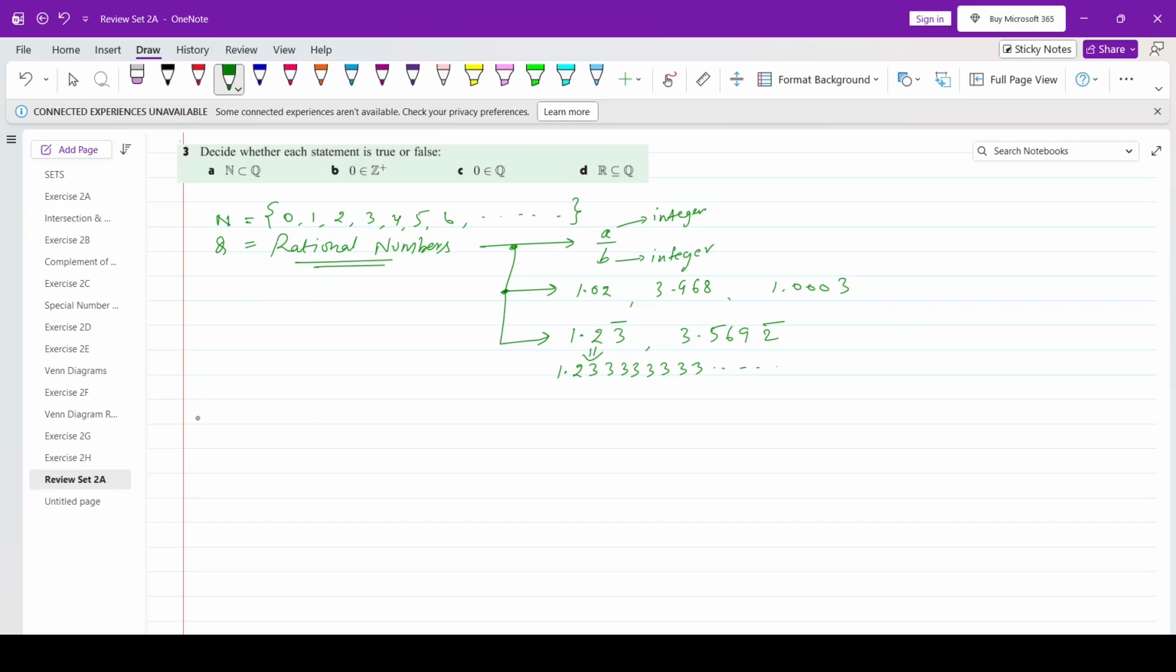Now, the question says, the set of natural numbers is a proper subset of rational numbers. So these are natural numbers and these are rational numbers. Can we write natural numbers in this form or this form or this form? Yes, we can write all the natural numbers in this form.